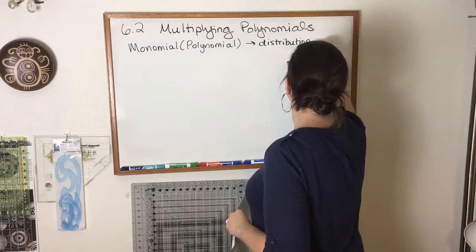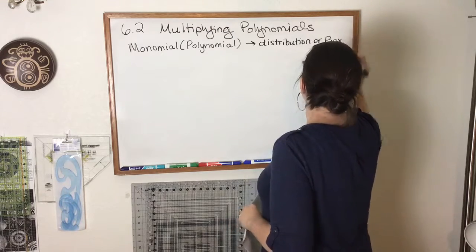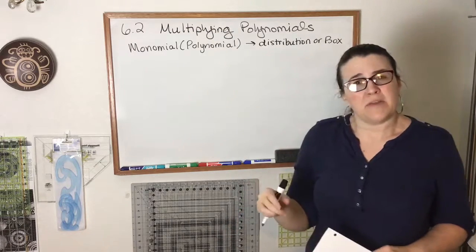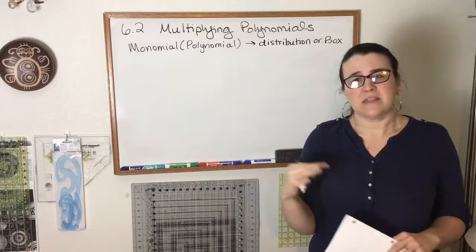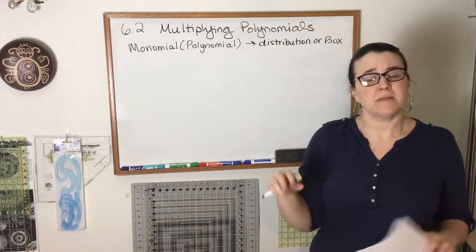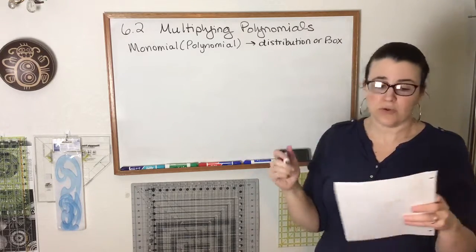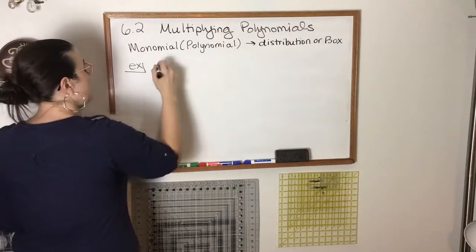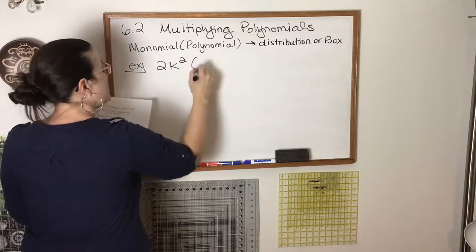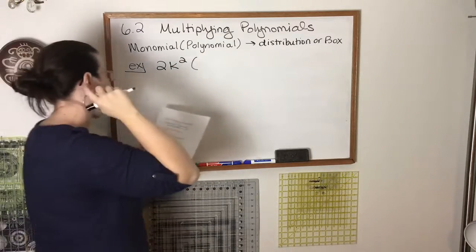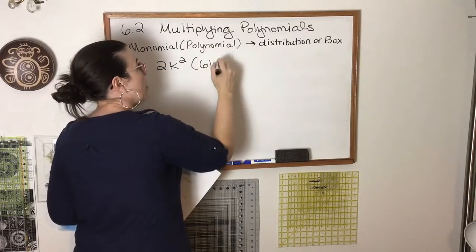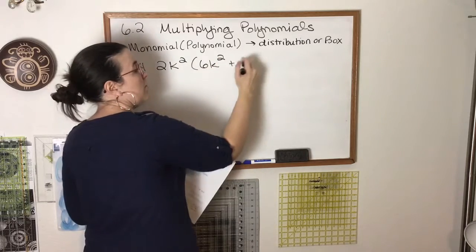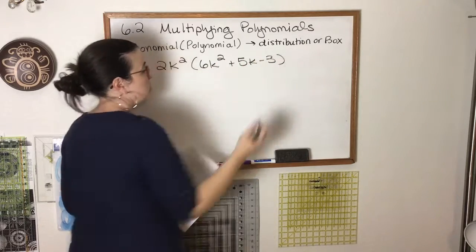You can, if you want to, use box method. If you use box method, it's about the same as distribution. You're going to get the same answer. Some people like box method because they like the format better, so I'll show you both ways. So here's the example. The example is 2k squared, so that's our monomial, which is a one term, times the polynomial 6k squared plus 5k minus 3.